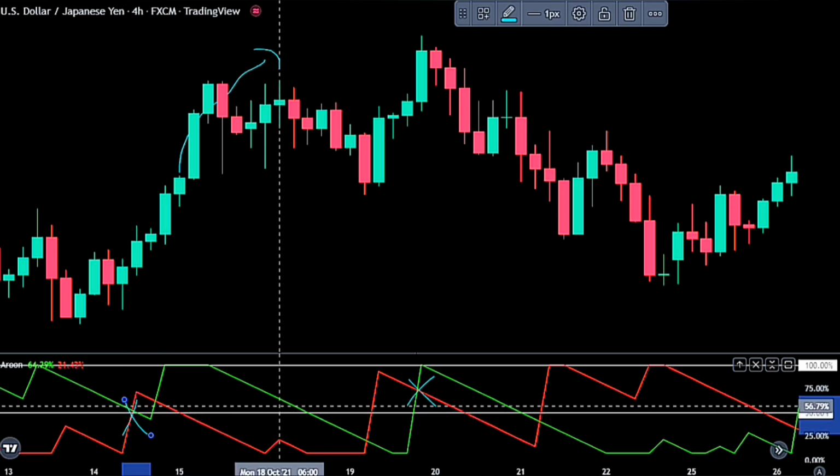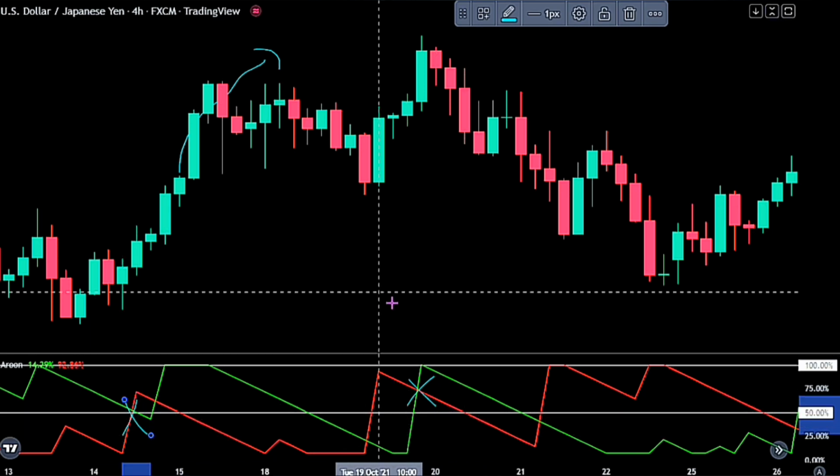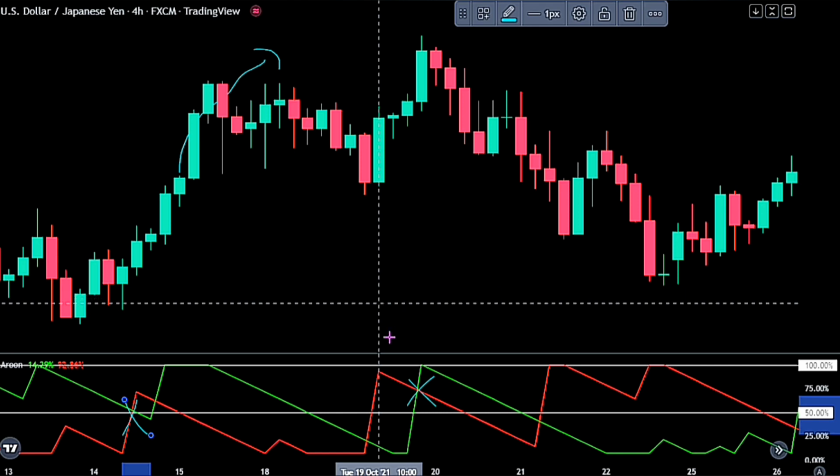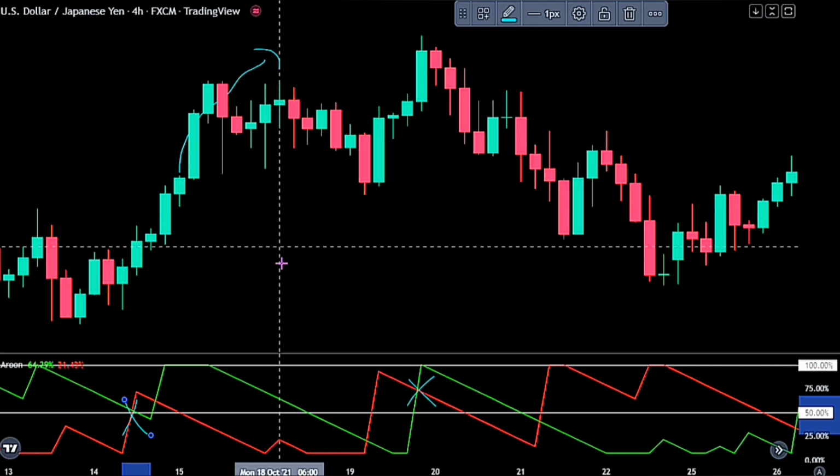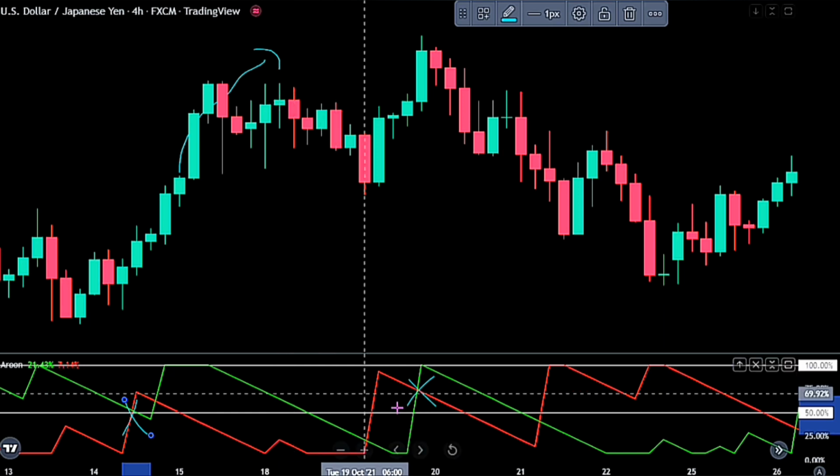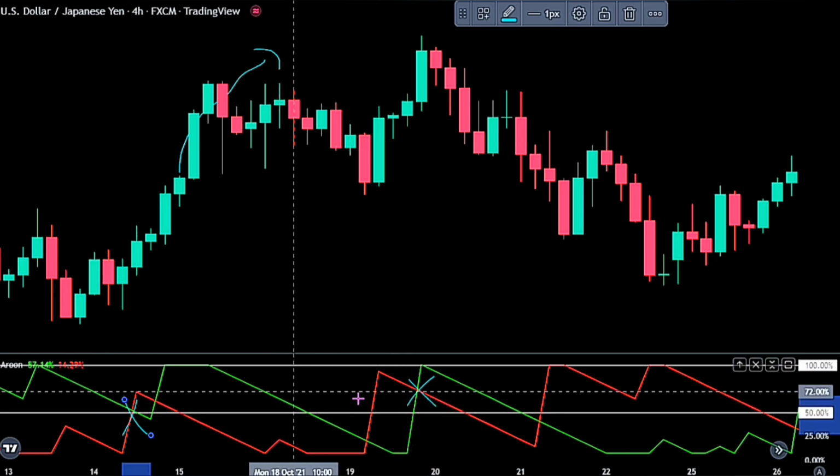Okay guys, I guess we have to stop here due to the length of the video. I hope the methods for entry were clear enough. You could tweak the settings of this Aroon to get more profitable entries in other lower time frames.